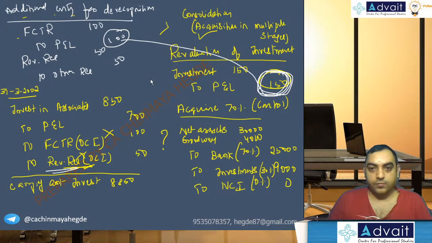Okay, my dear friends. So can we go to the business combination now? Ind AS 103. Will you be taking common control? Yes, I will be taking one problem on common control in Ind AS 103.